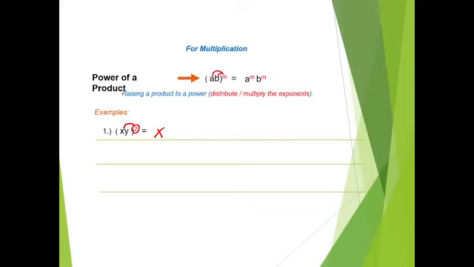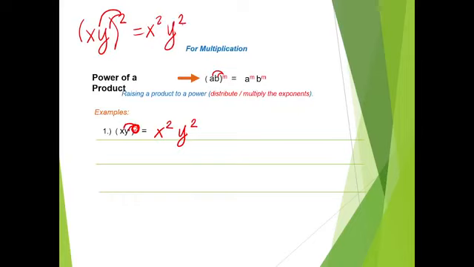Pili exponent dili, kini. Pili exponent 2. Okay. O niya, i-distribute na ko ni Y. Pili exponent 2. So, ang hitabuan na class is this: (X, Y) squared. Gidistribute, so nahimong X squared. Gidistribute ti Y, nahimong Y squared.